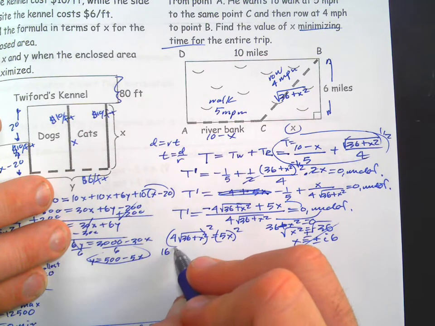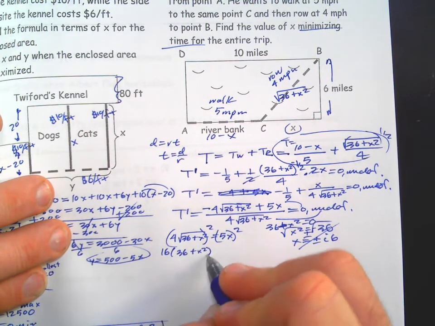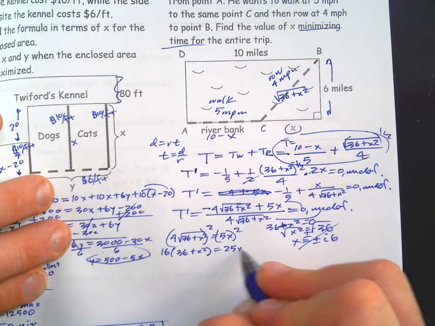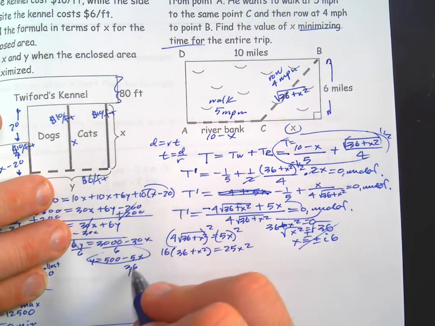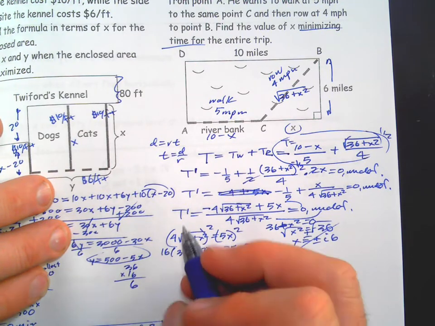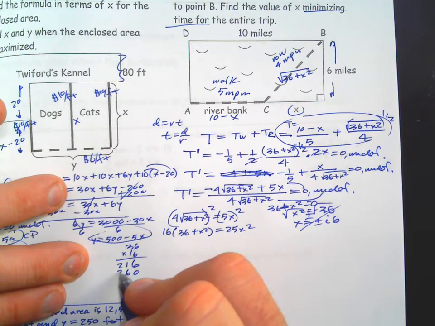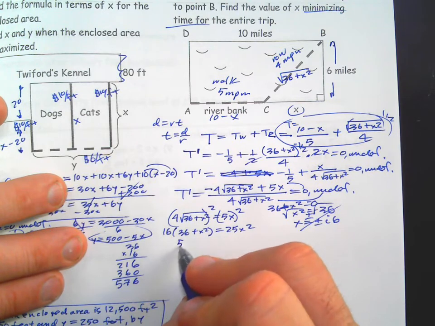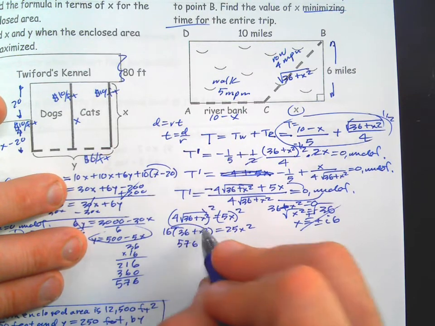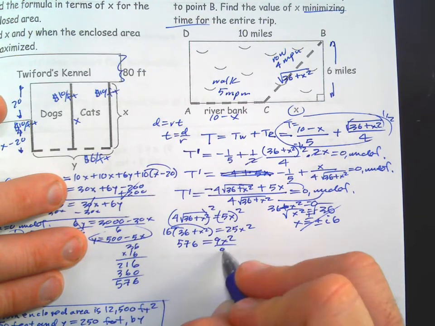16 times 36 plus x squared equals 25x squared. So 16 times 36 is a big number. 36, carry 3 to 18 is 21. 0, 6, 3, 6, 7, 5, 576. 576 is going to stay over here. And then I'm going to subtract 16x squared over there. That's 9x squared. We're going to divide both sides by 9.